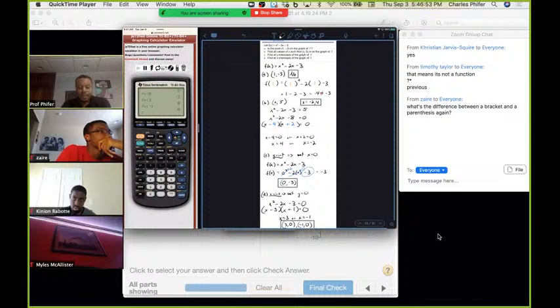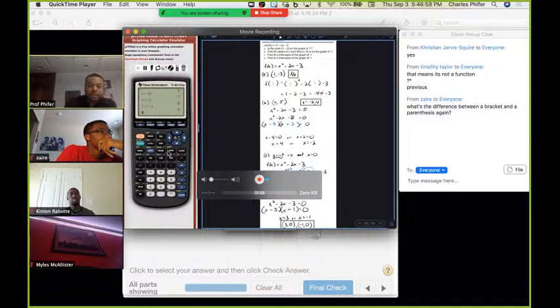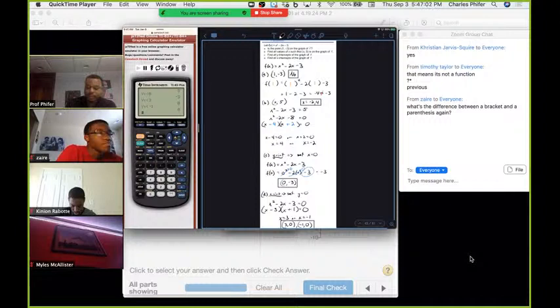So again, what we did, we typed it into the y equals, and then we used this variable function right here to the left of the clear button to call on the function that we had just typed in.